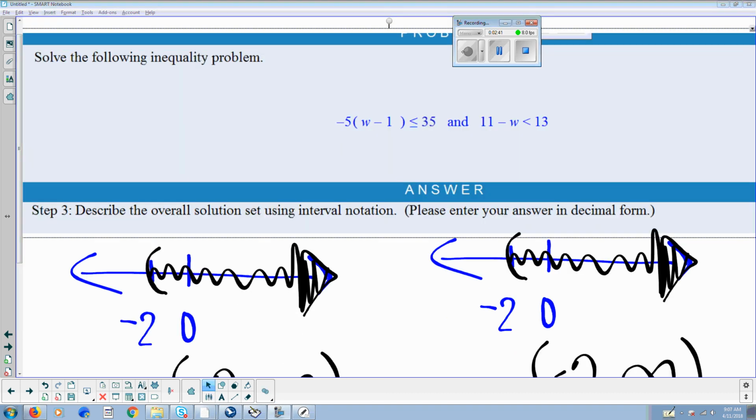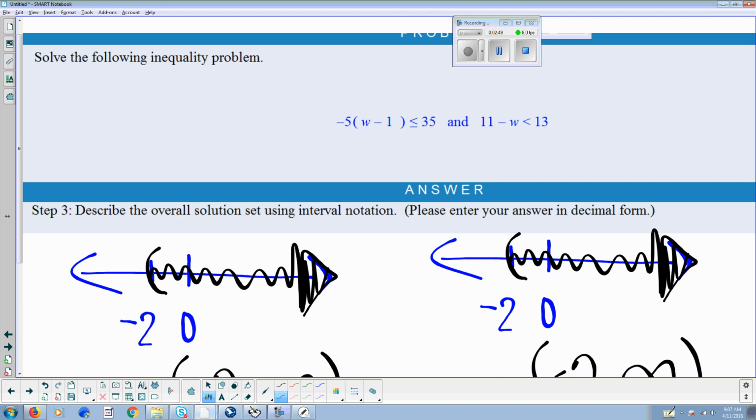Okay, in part 3, it asks us to describe the overall solution set using interval notation. And we have to consider here the word that joins our compound inequality. We're talking about the word and. So we learned that the word and has a specific meaning and the word or has a specific meaning. Do you remember the two meanings?